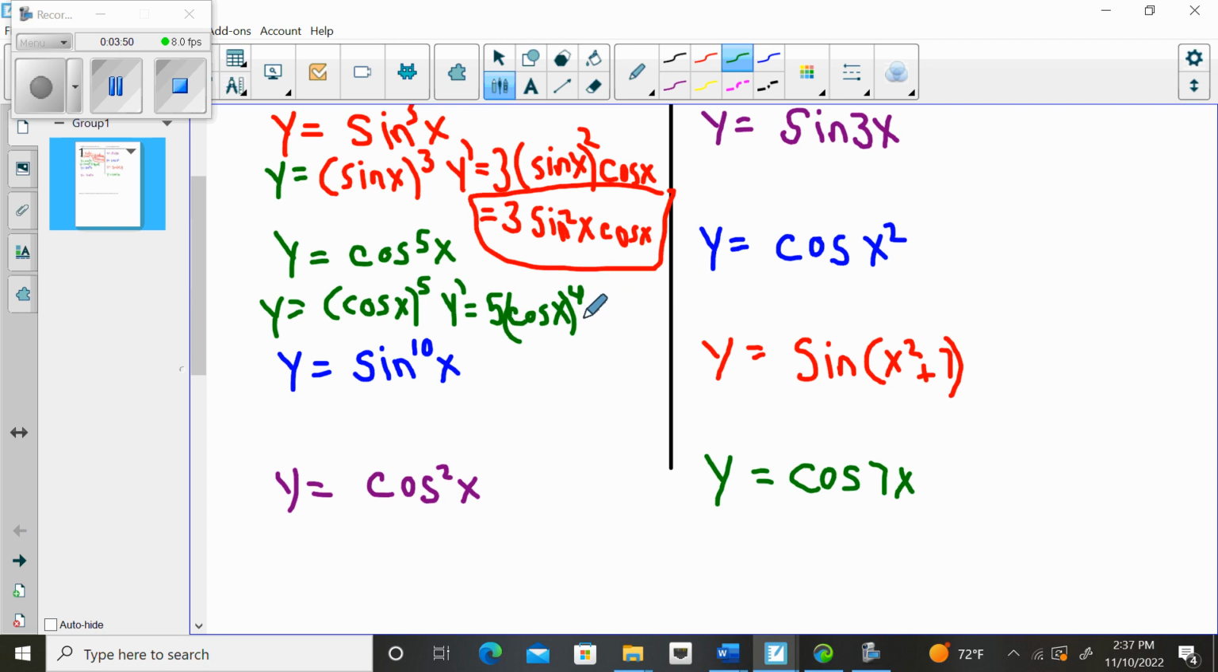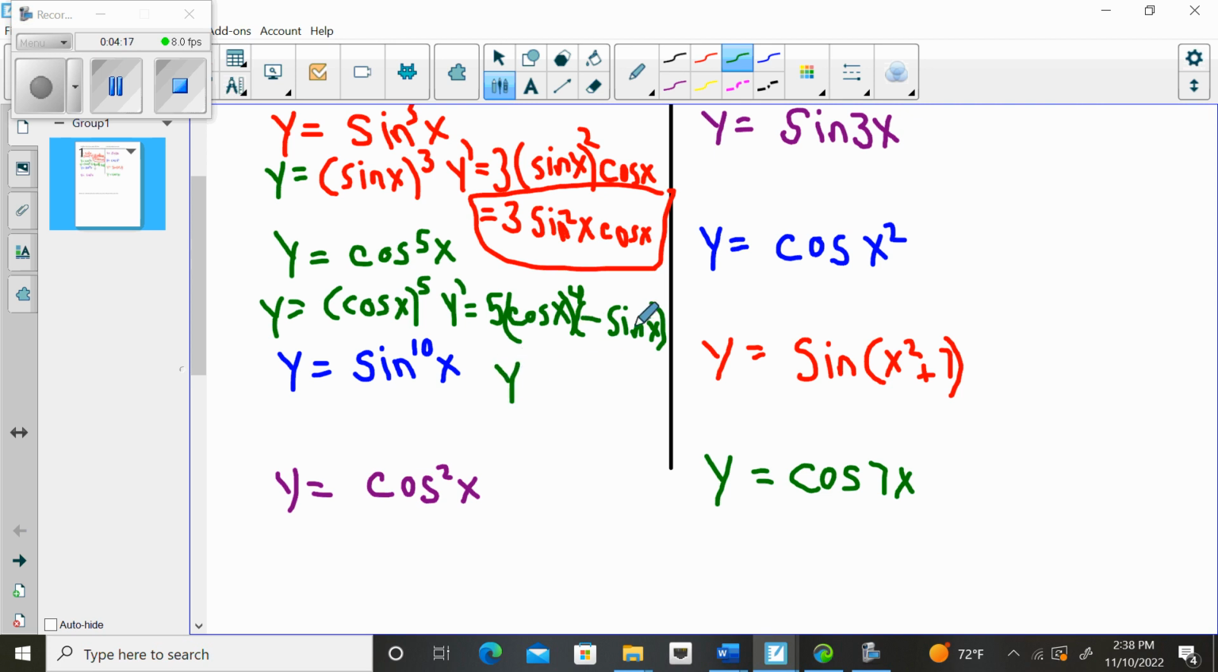sine. Sometimes students go like this, and that does not say times negative sine. That says take that expression and subtract sine. That's how that reads. So put it in parentheses, but as I've been saying all along, negative signs are part of our coefficients, which belong out in front.